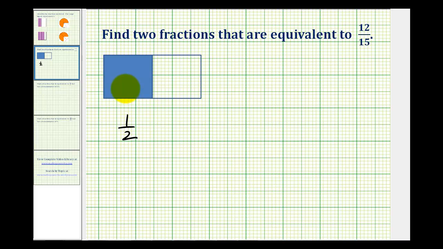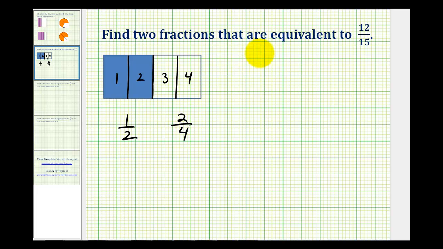But we could also take this original rectangle and divide it into 4 equal pieces. Here, here, and here. And notice that 2 of the 4 pieces are shaded, so this represents the fraction 2/4. So both of these fractions represent the same shaded region, or have the same value, and therefore they're equivalent fractions. And notice how they have different numerators and denominators.